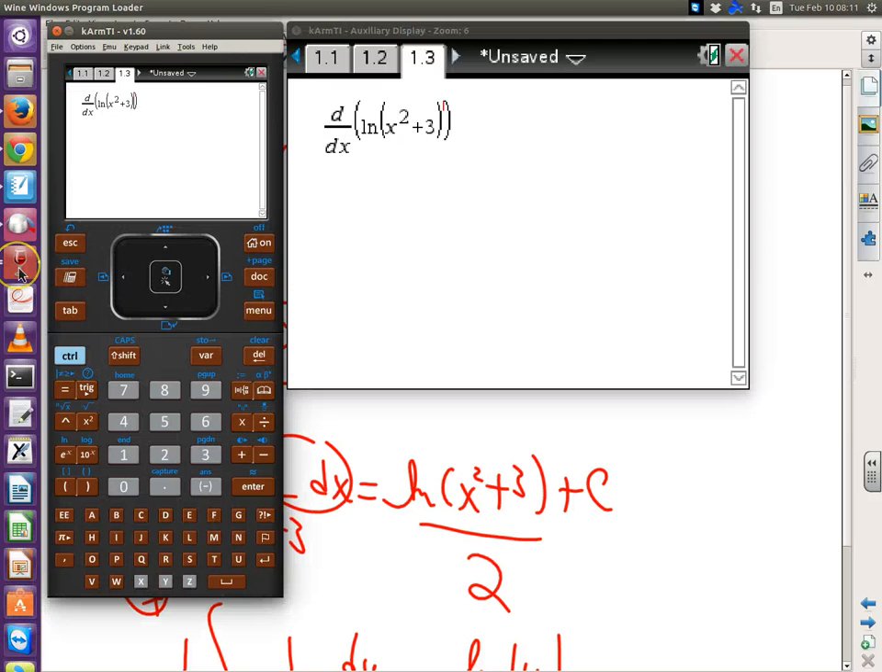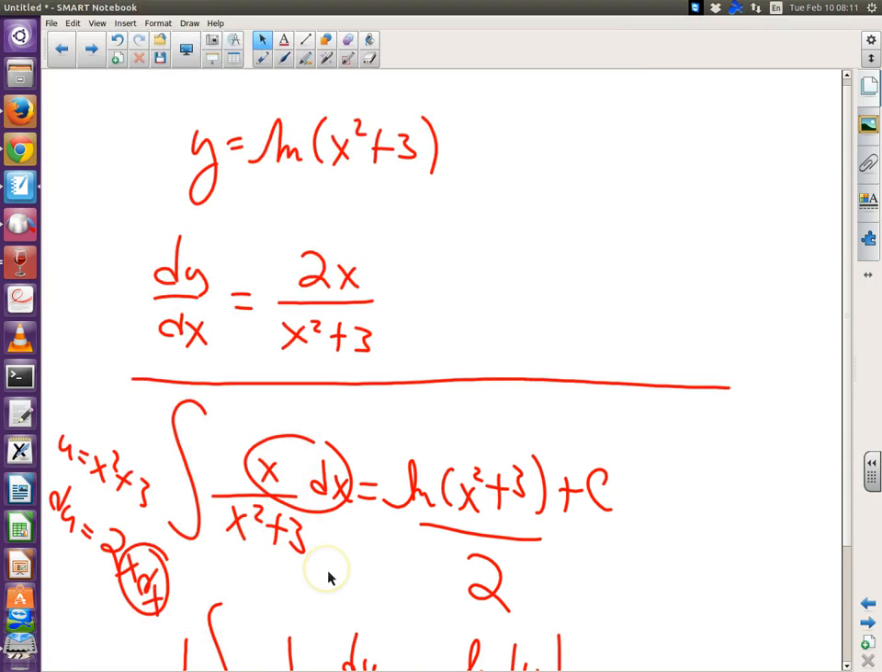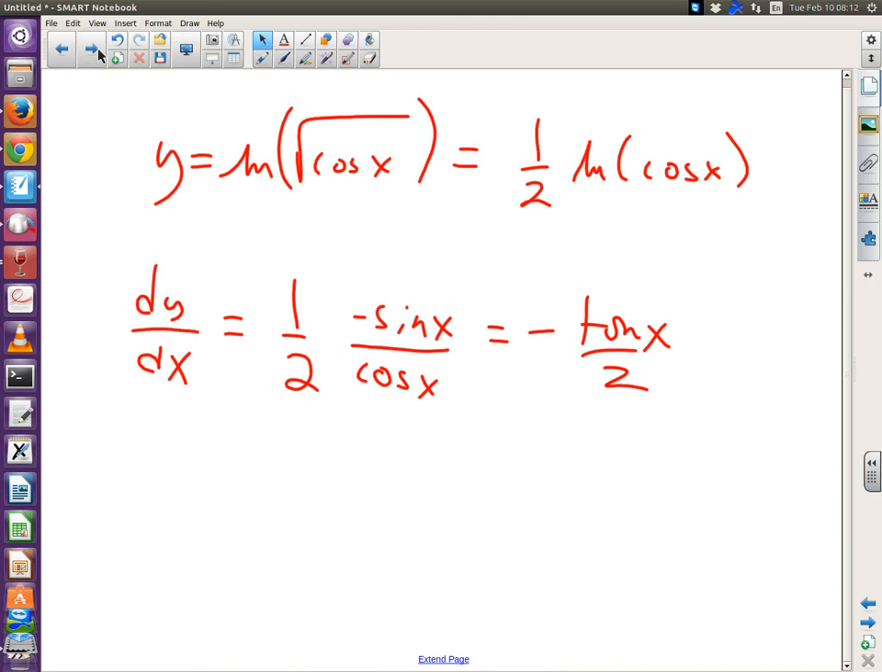All right, and so what do you get? Is that what we got? Yep. 2x over x squared plus 3. Yep, we did. Okay. All right, let's check this one. The derivative of ln of rad cosine x is negative tan x over 2. You guys ready? All righty. So ln of rad cosine x.